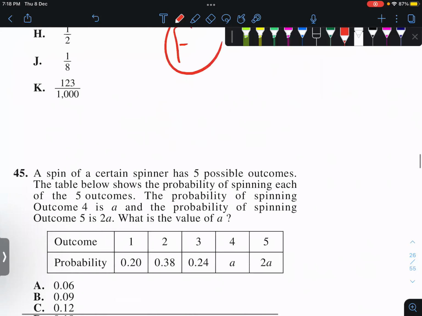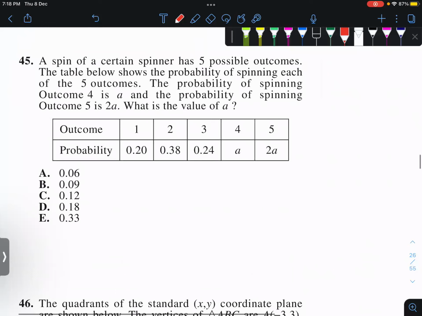Number 45. A spin of a certain spinner has 5 possible outcomes. The table below shows the probability of spinning each of the 5 outcomes. The probability of spinning outcome 4 is A, and the probability of spinning outcome 5 is 2A. What is the value of A?